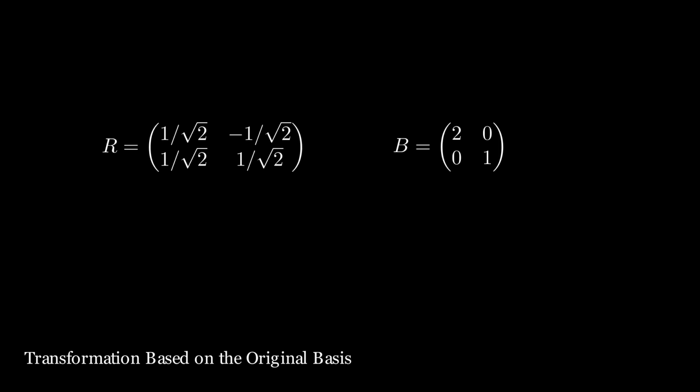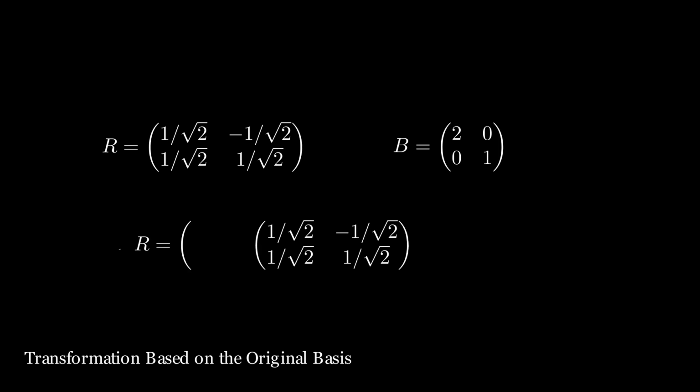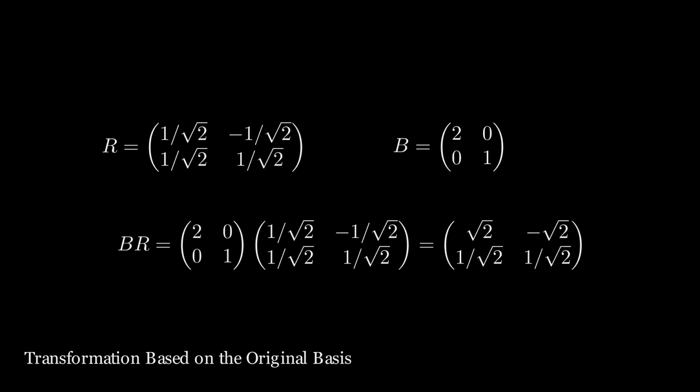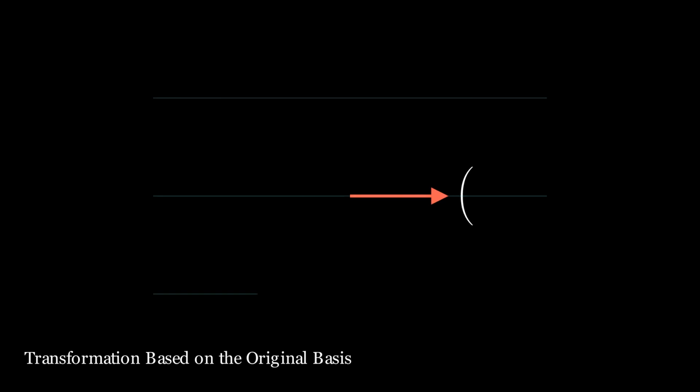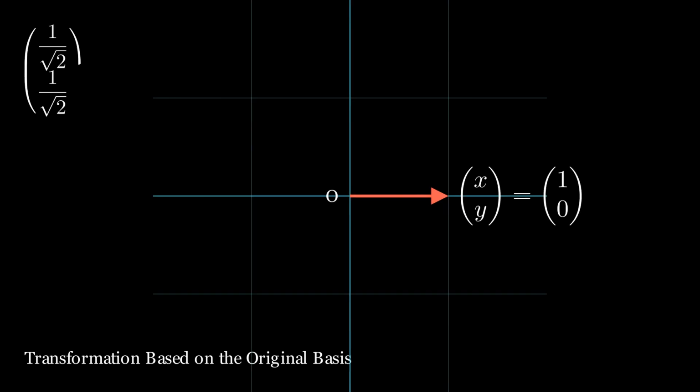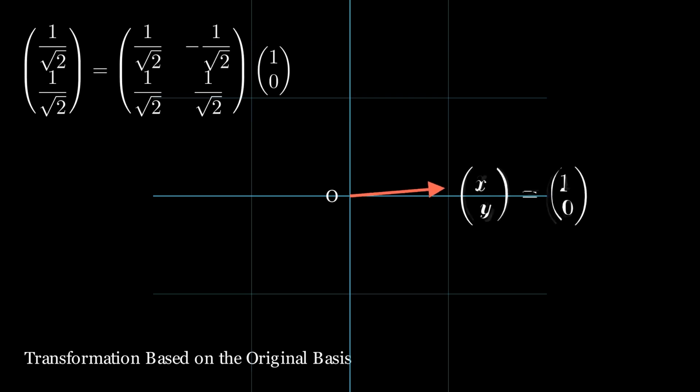Now, let's consider successive transformations. Suppose you want to rotate a vector counterclockwise by pi/4, and then perform a scaling operation that expands it by a factor of 2 along the rotated x-axis. If we define R and B as follows, you might naturally want to apply them this way, right? However, in this case, the scaling is applied along the original x-axis instead.